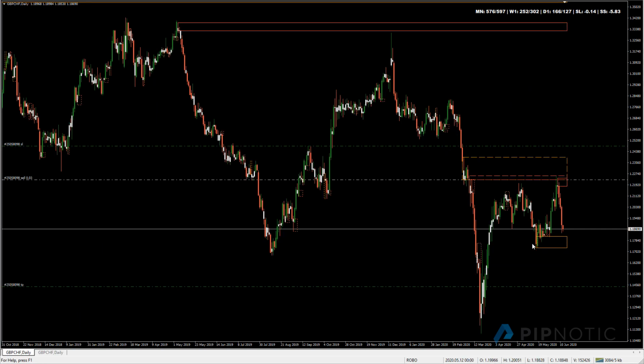We do have this one here, but when price left this area of demand, we managed to move above here, but we did not manage to move through this area of supply. So that tells me that this one's probably going to disappear sooner or later. I have a couple other trades.